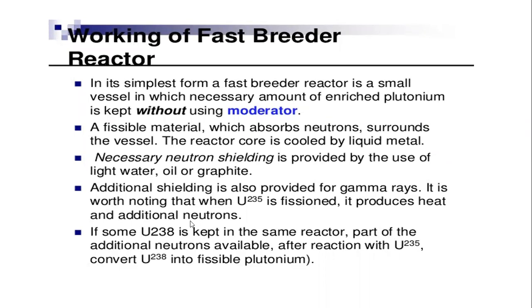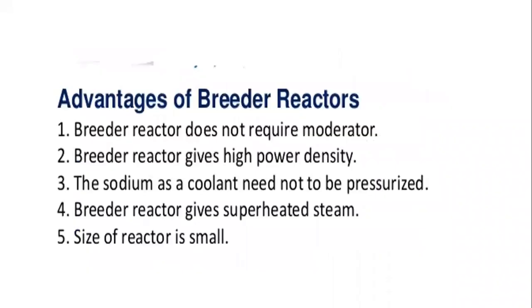It is worth noting that when uranium 235 undergoes fission, it produces heat and additional neutrons. In some reactors, uranium 235 is kept in the same reactor. Part of those additional neutrons are available, and the fertile material absorbs those extra neutrons. After completing the fission process in uranium 235, those neutrons are absorbed by uranium 238 or plutonium 232.